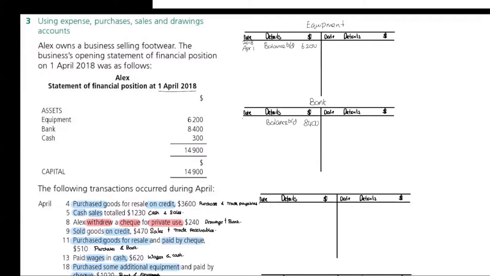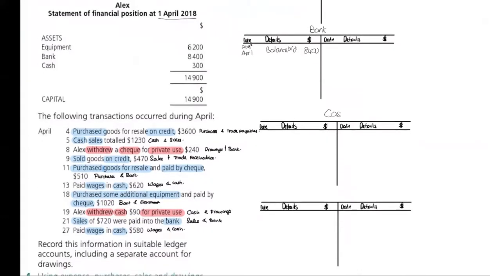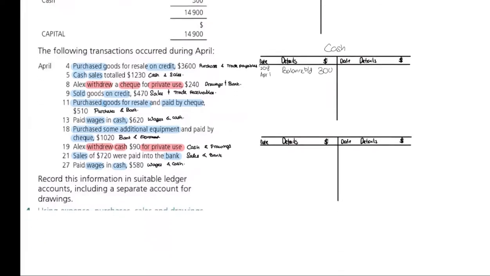This is the date that I'm referring to. Next one will be cash account, $300, balance brought down. The date will be 2018, April 1st. Next one will be a capital account, 2018, April 1st, on the credit side, balance brought down.